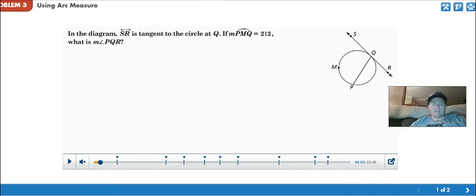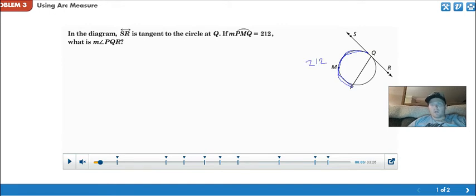Alright, here we go. Our last one. It says, in the diagram, SR is a tangent to the circle at Q, and it wants to know if PMQ is 212, what is angle PQR? Looking at the first one, remember when I list 3 letters on an arc, it's going to be a major arc. So if I go PMQ, that is going to be this right there, and all of that is going to equal 212 degrees.